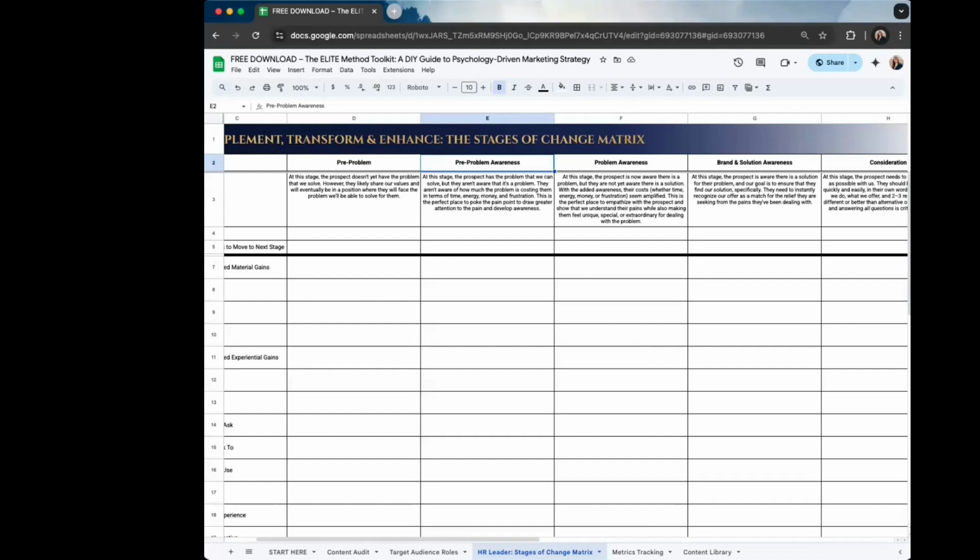And this is the perfect place to poke that pain point and draw greater attention to the pain and develop awareness around what it's really costing them. At the problem awareness stage, the prospect is now aware there's a problem, but they're not yet aware that there's a solution. With the added awareness, their costs, whether it's time, energy, money, or frustration, seem amplified. This is the perfect place to empathize with the prospect and show that you understand their pains while also making them feel unique, special, or extraordinary for dealing with the problem.